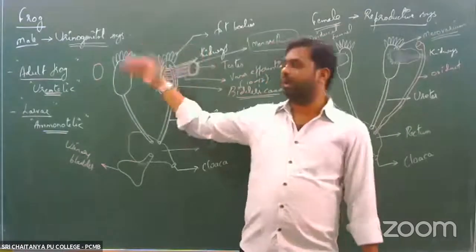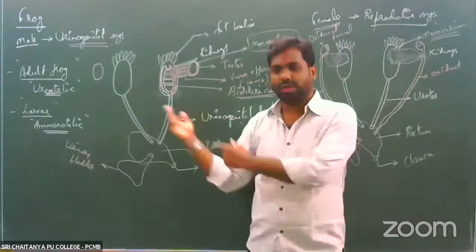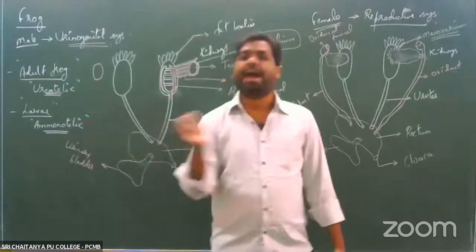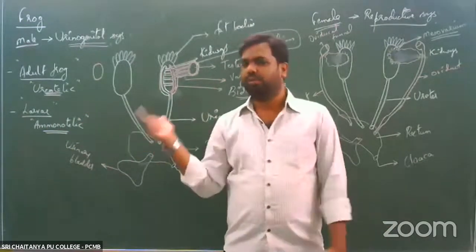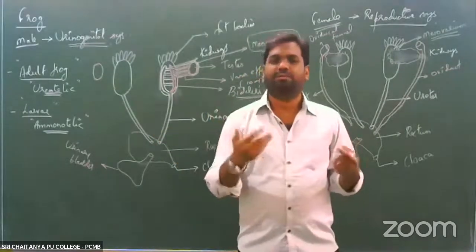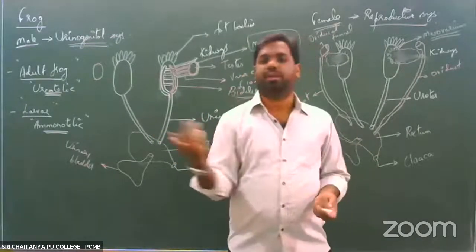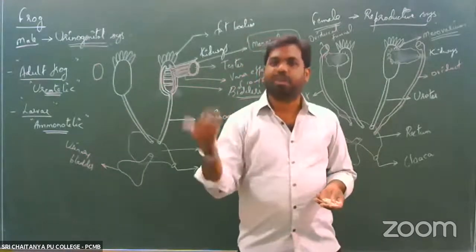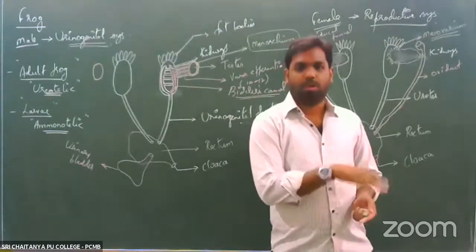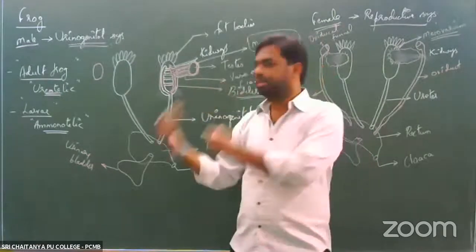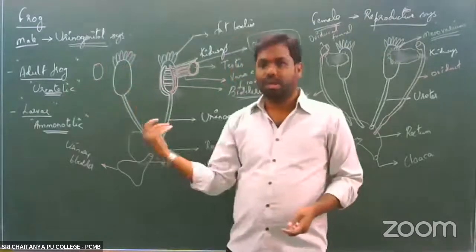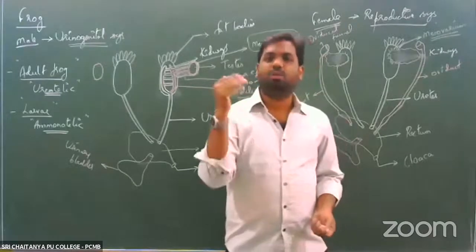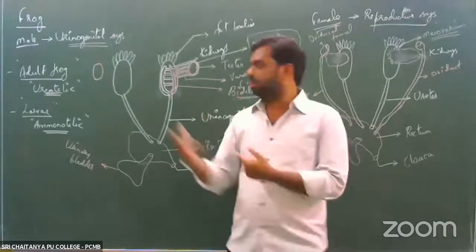Now, why is the larva ammonotelic and the adult ureotelic? Because we know that the larva is present in water. The larva is an aquatic organism, right? Since it is aquatic, organisms which can spend enough water for the excretion of ammonia are said to be ammonotelic. But those organisms which cannot spend so much water for excretion of ammonia convert themselves into either ureotelic or uricotelic. Here, since the adult frog is a terrestrial form, it cannot waste so much water just for the excretion of ammonia.